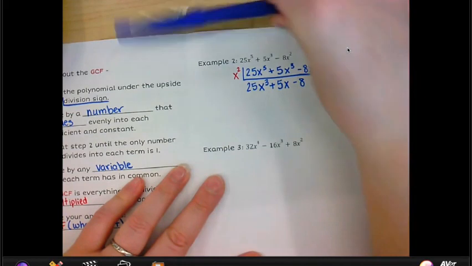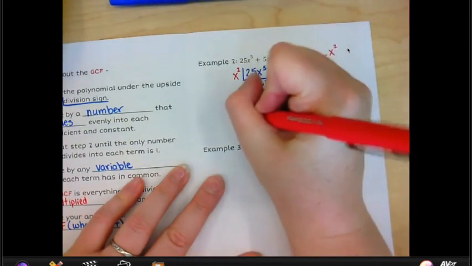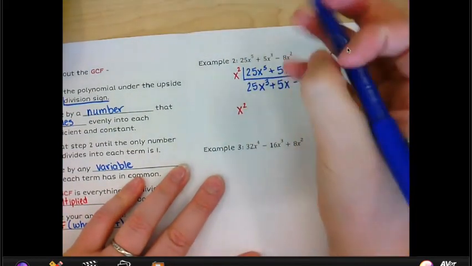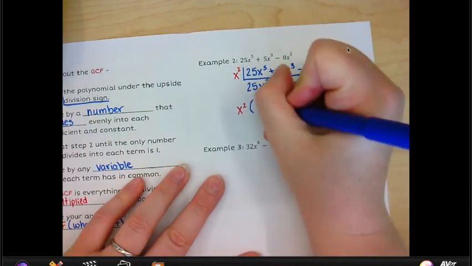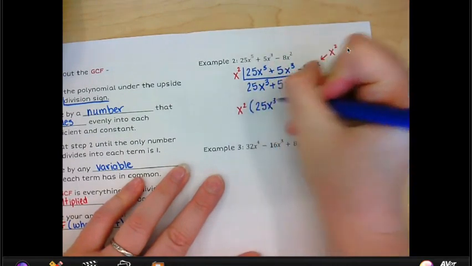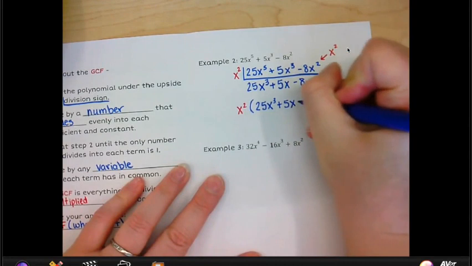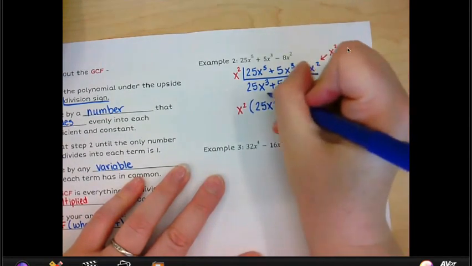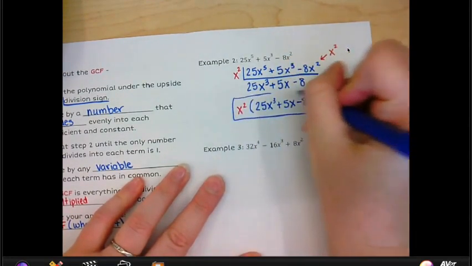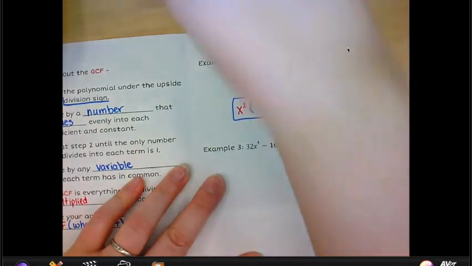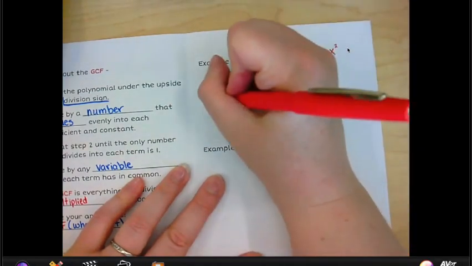Nothing else I can divide out here, so we can write out our final answer as my GCF, x squared, times 25x to the 3rd plus 5x minus 8. And again, this time, the GCF is variables instead of numbers.